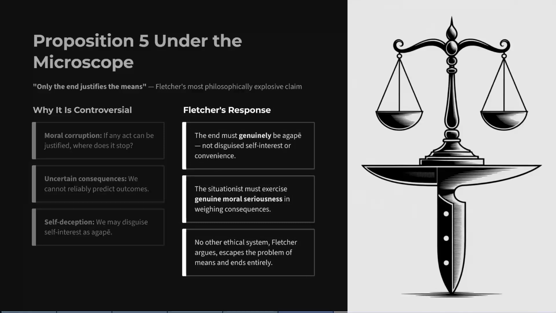But Fletcher's response is essentially this. The end must genuinely be agapē, not disguised self-interest, not convenience. The situationist must exercise real moral seriousness. And his most interesting countermove: no other ethical system escapes the problem of means and ends entirely. Kant, natural law, utilitarianism, all of them face versions of this problem. Fletcher is simply the one honest enough to state it explicitly rather than conceal it behind a rule. Now, whether you find that response satisfying is exactly the kind of evaluative judgment examiners want you to make.